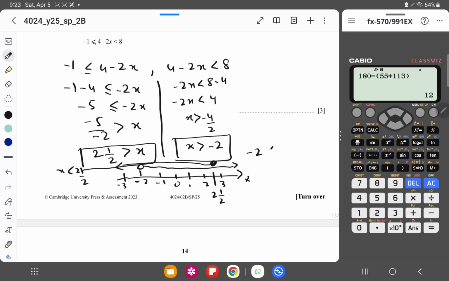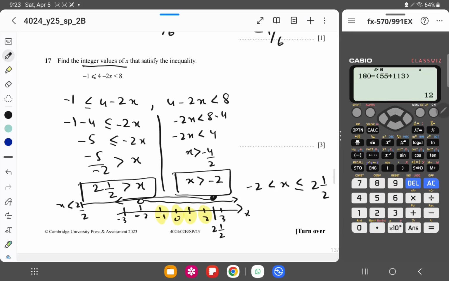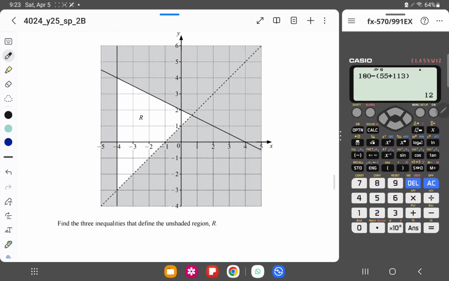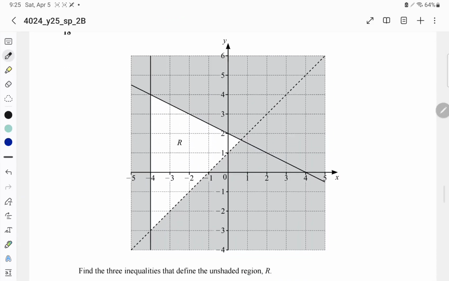It means minus 2 is less than x is less than or equal to 2 whole 1 upon 2 is the range. And the numbers which are coming in this number line, minus 1, 0, 1 and 2, they are the integer values. So they're just asking you to find the integer values, not only the solution. So minus 1, 0, 1 and 2, then you get 3 marks for the steps and for writing down everything with the integer values. Question number 18 now.